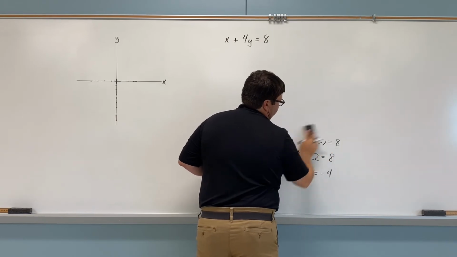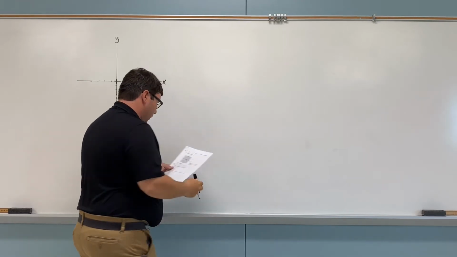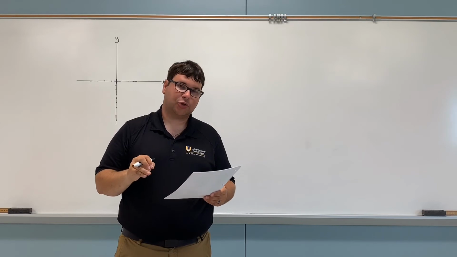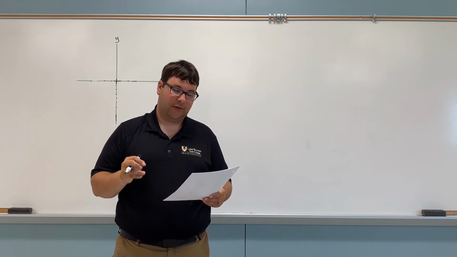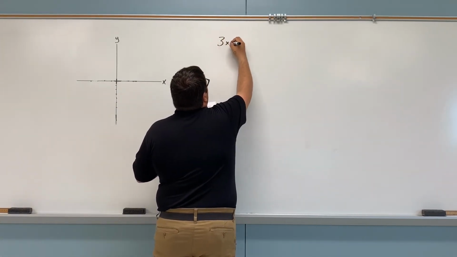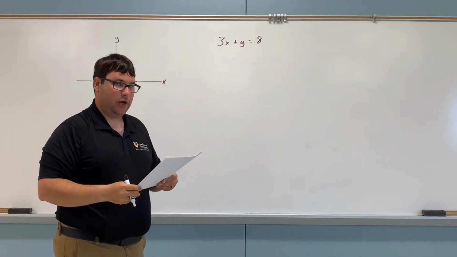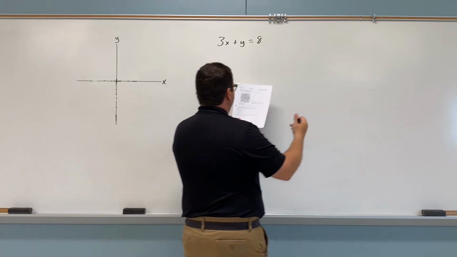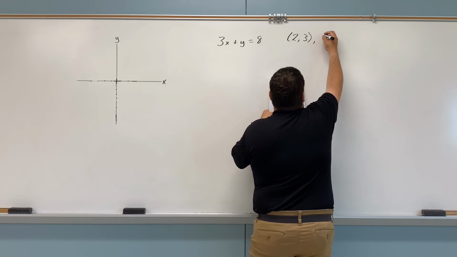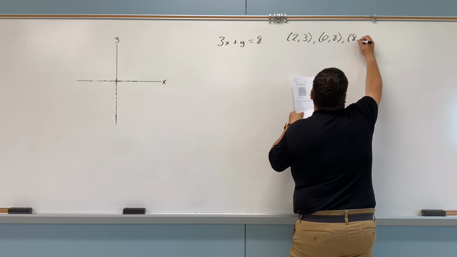Okay, let's get some more room here. So the next question that we have says, determine whether each ordered pair is a solution of the given linear equation. And that is 3x plus y equals 8 is our first given linear equation. They give us points of (2, 3), (0, 8), and (8, 0).